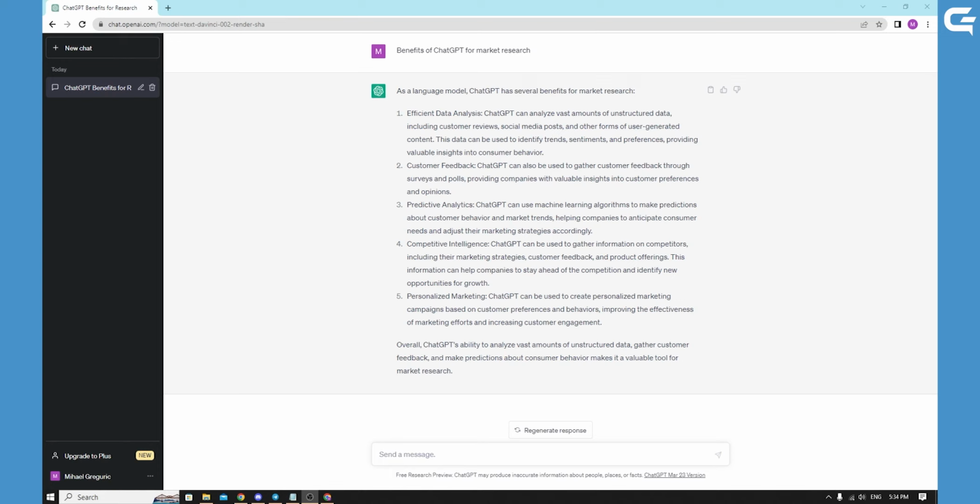For the fifth, conduct the interview. Schedule interviews with your participants and conduct them either in person or remotely via video conferencing or phone. Begin by introducing yourself and explaining the purpose of the interview. Make sure to listen actively and take notes on their responses.